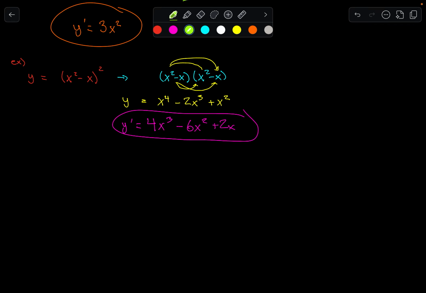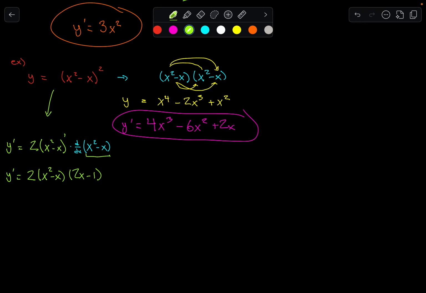We could have used a chain rule though. If I go down the chain rule rabbit hole, that says the derivative here is going to be, the outside function is all of this stuff squared. That's our outside function that we identify. So it's 2 times x squared minus x raised to the first power, and then times the derivative of the inside function, that inside function being x squared minus x. So this derivative as a whole is just going to be 2 times x squared minus x, and then times the derivative of x squared minus x, which is going to be 2x minus 1.